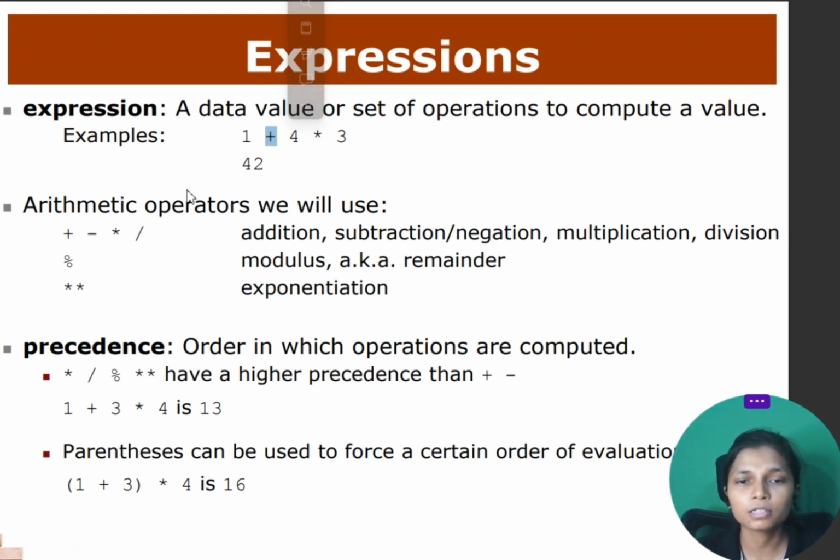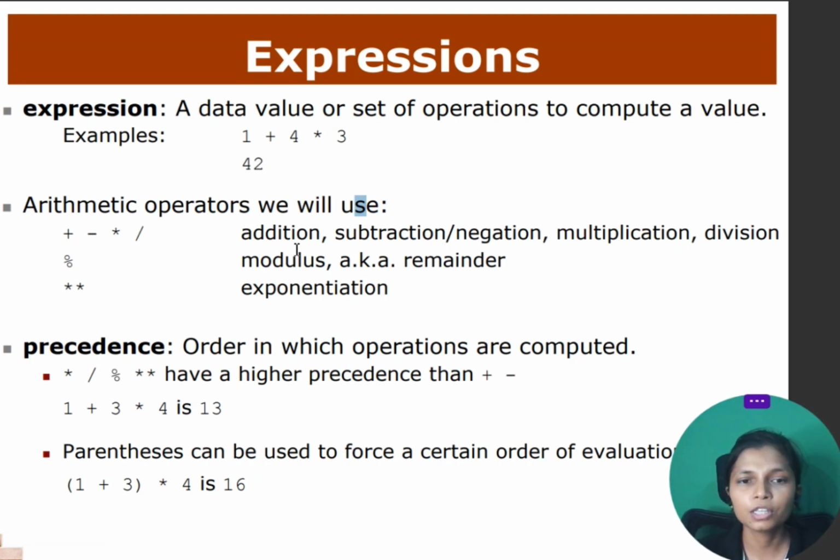There are multiple operators that you can use in programming languages. A few I'm telling you: arithmetic operators, which are similar to mathematics. Addition, subtraction, multiplication, division, modulo or remainder, and exponents, just like power of something. There are many more operators that you can work on.